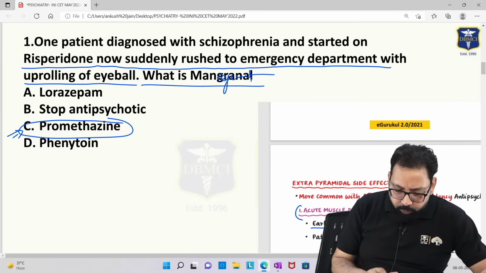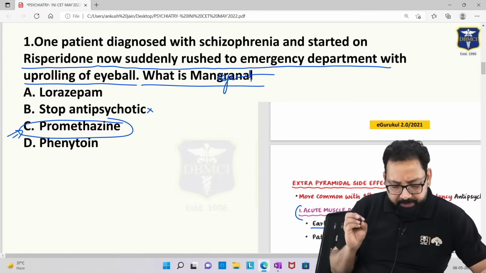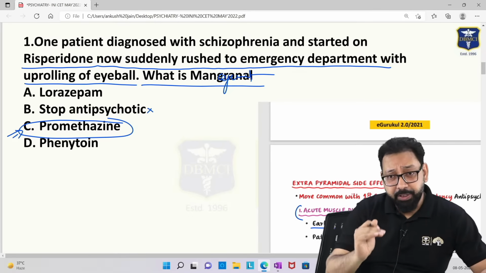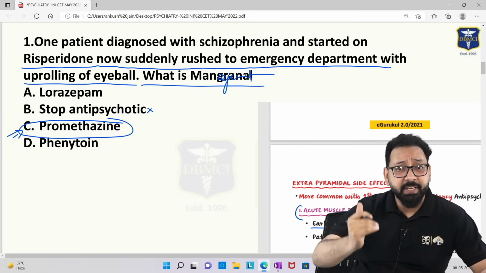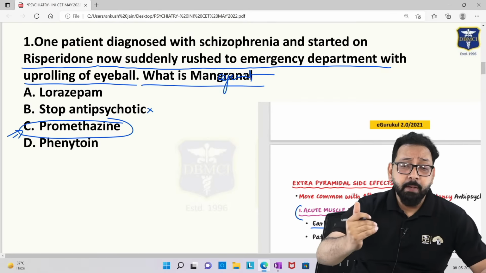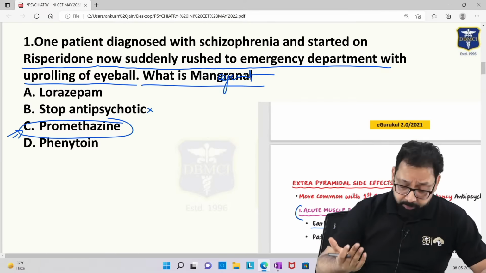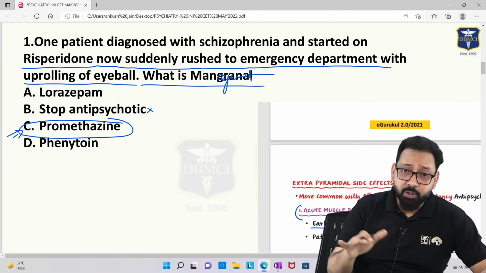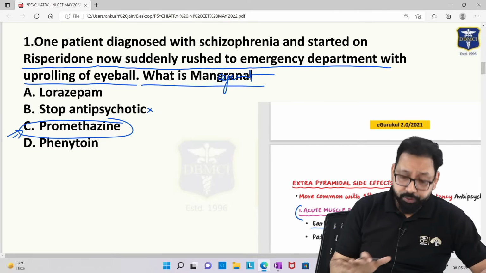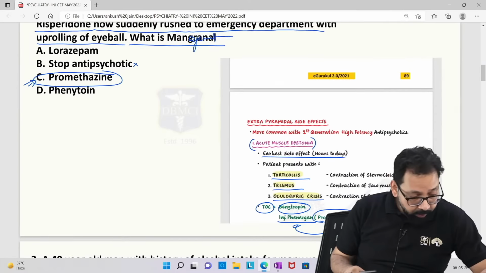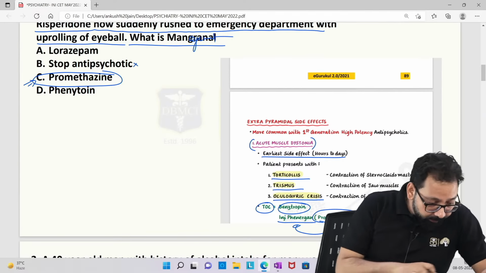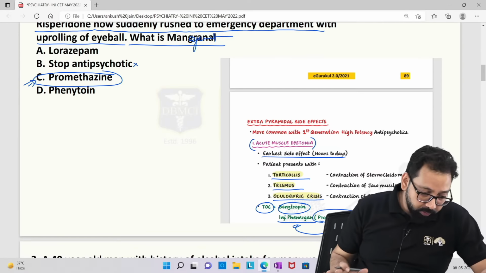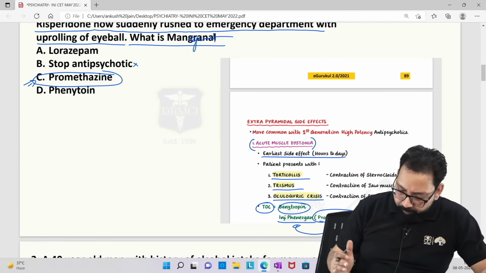Stop antipsychotic? You will not stop the antipsychotic. You may decrease the dose of the antipsychotic, because the patient is predisposed to the extrapyramidal symptoms of antipsychotics. So you will decrease the dose, but will not stop. Yes, Satya Chandra, promethazine was there. Thank you for your response.